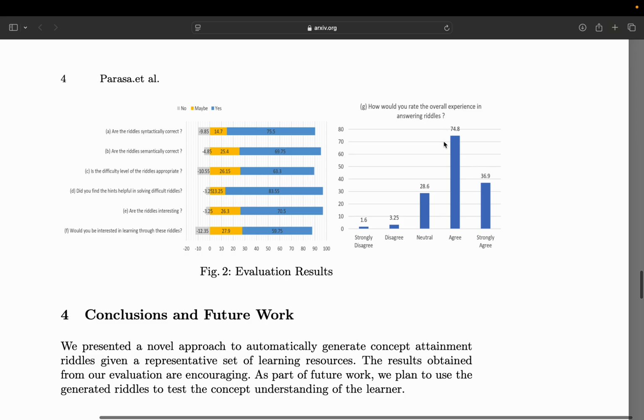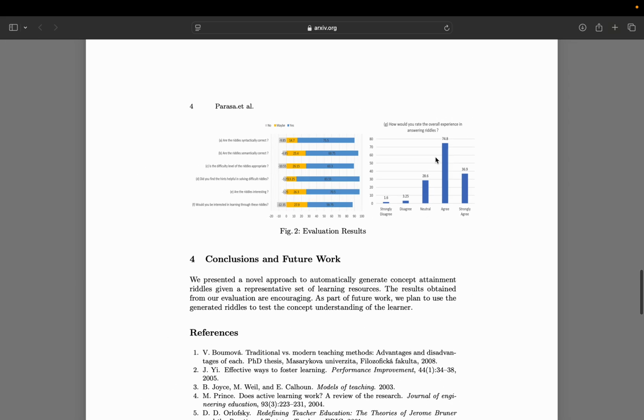As part of the future work, we plan to use these generated riddles to test the concept understanding of the learner. This concludes this paper.